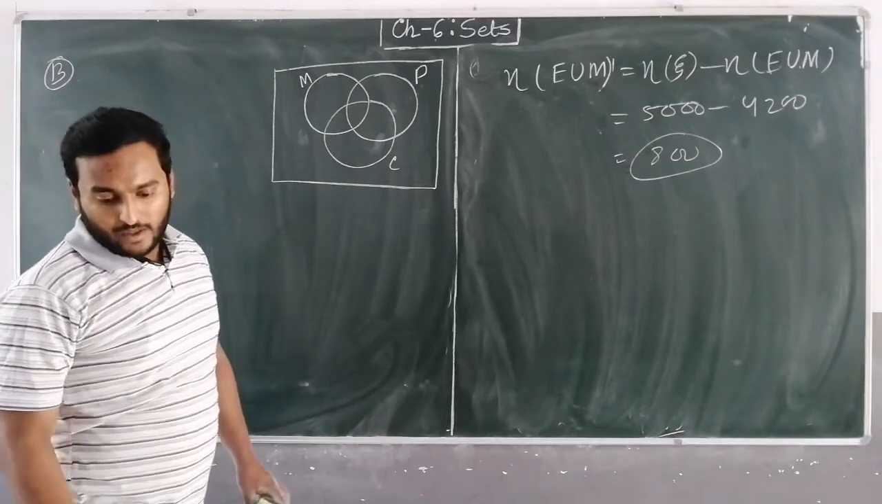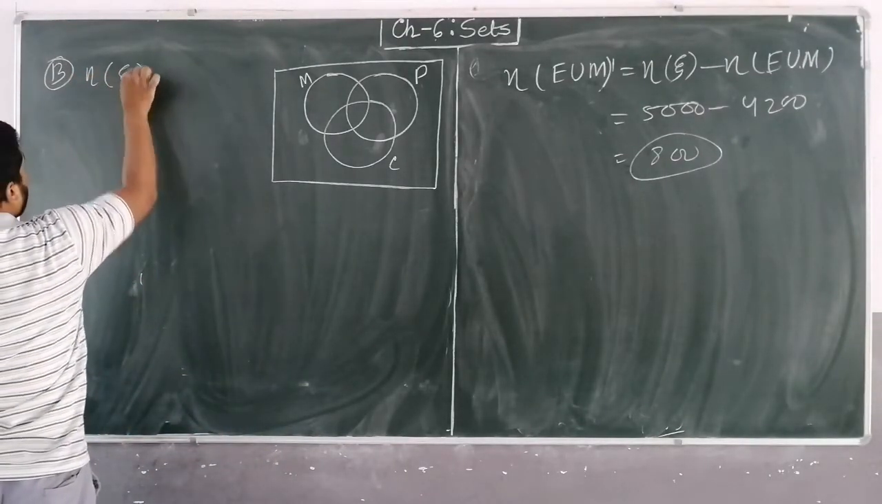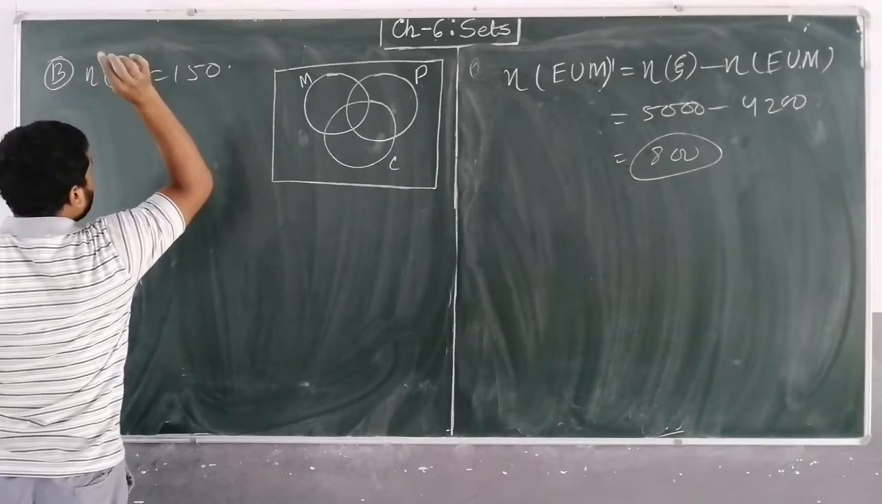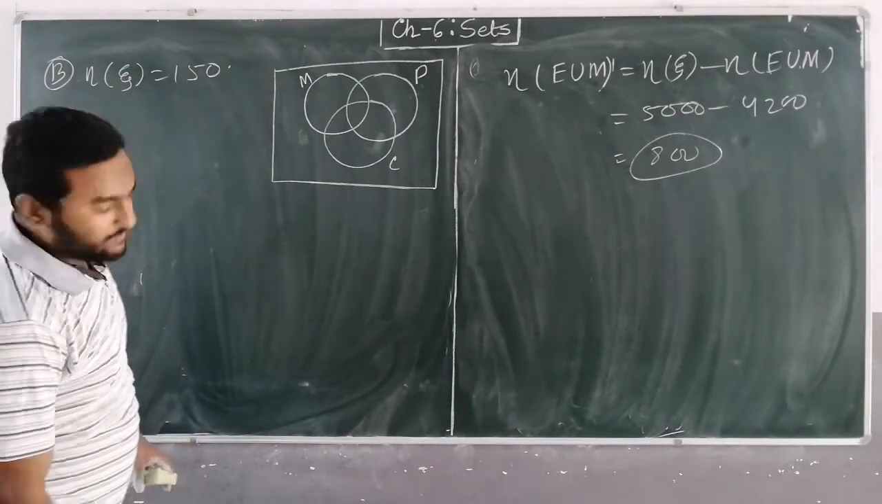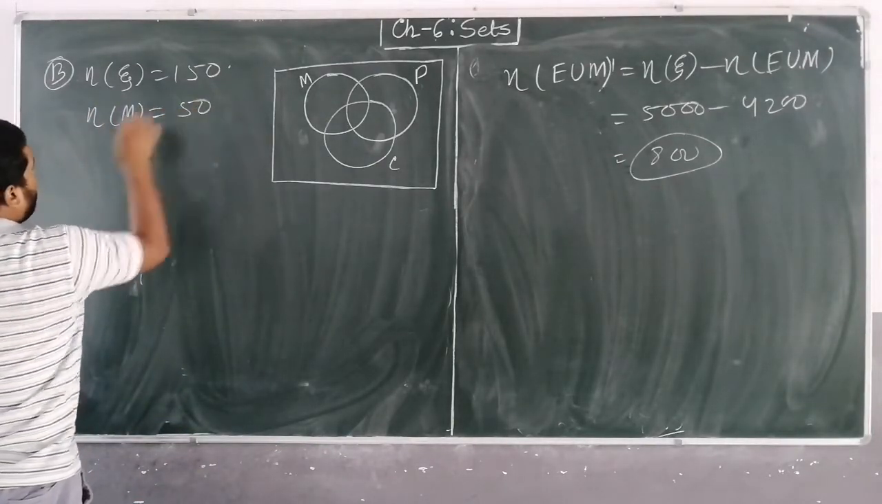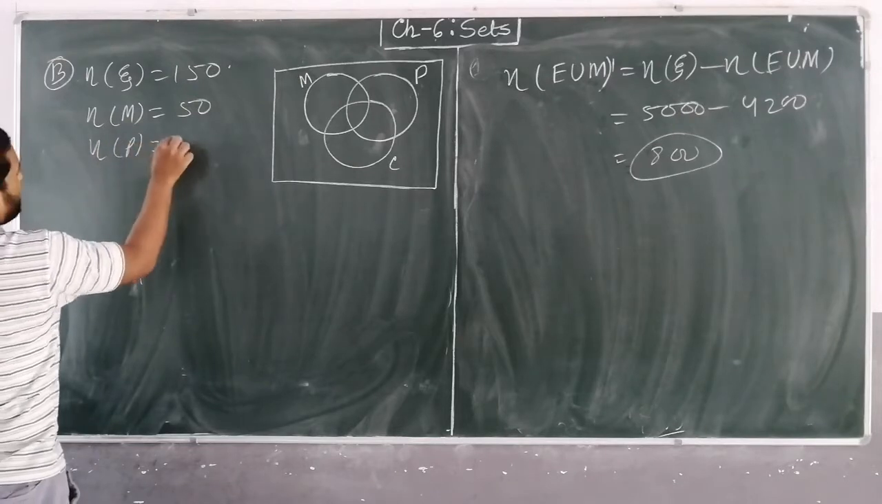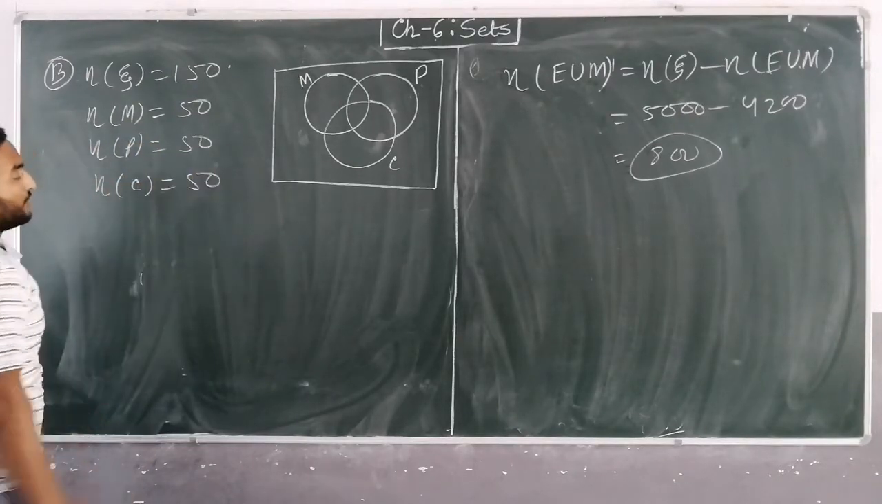What are the given things? 150 students. Total number of students is given 150. So n(X) is given 150. Clear? Okay. And 50 students study math. So number of students studying math, that is equal to 50. Number of students studying physics, that is 50. Number of students studying chemistry, that is also 50.